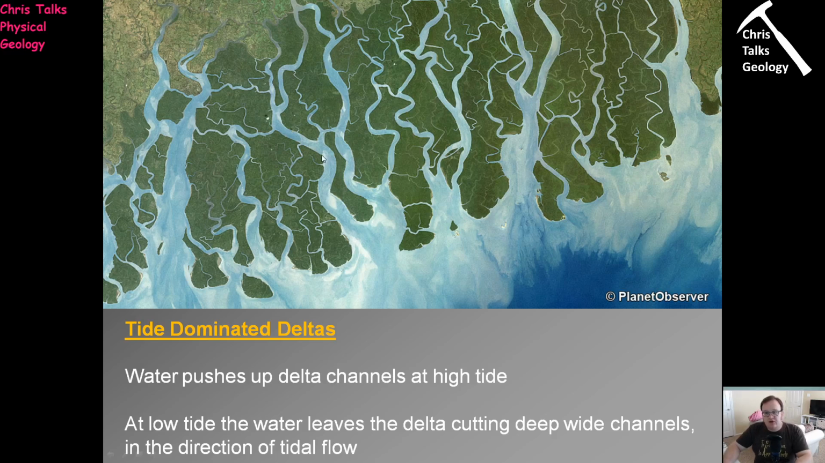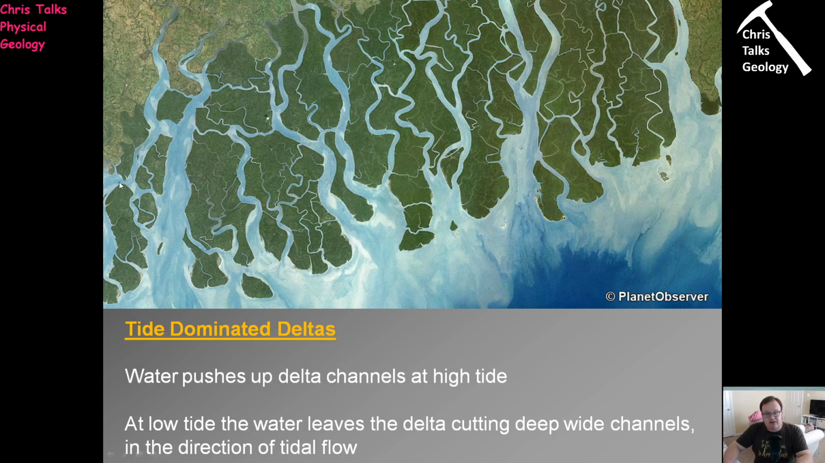Now, what you'll notice is that a lot of these channels are running approximately parallel to each other, and that's because that's the direction in which the tide is moving. So the tide is coming up that way, and then it comes back out that way. And so these river channels within the delta, or sorry, should I say distributary channels within the delta, have orientated themselves parallel with the direction of the tide.